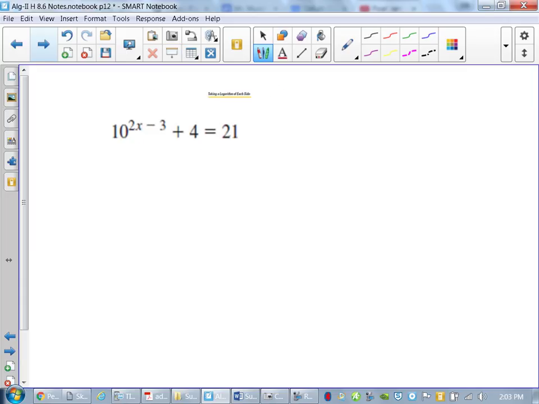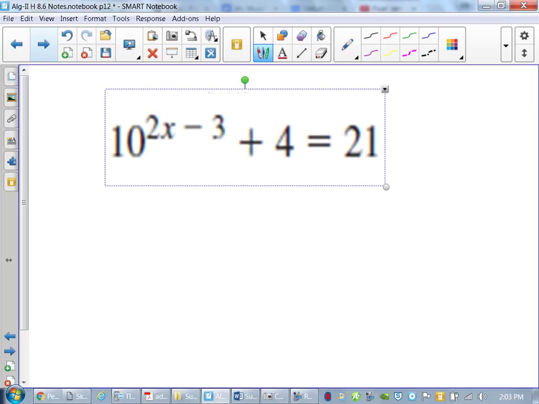So when we're talking about logarithms, we're still going to go through the same basic idea of solving for x. But in this case, instead of using exponent rules, we're using log rules. Okay? Log rules!